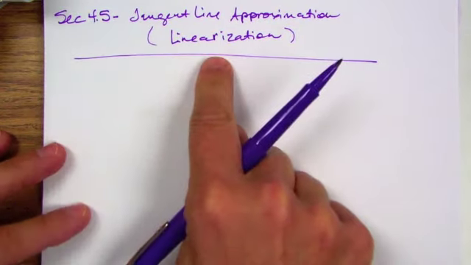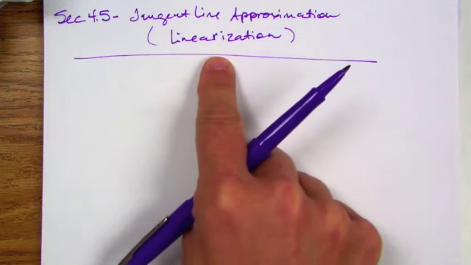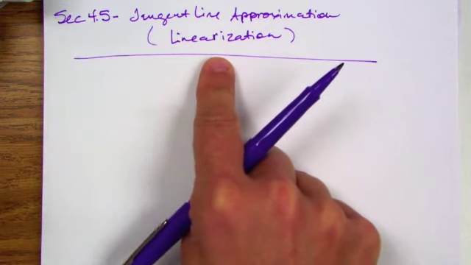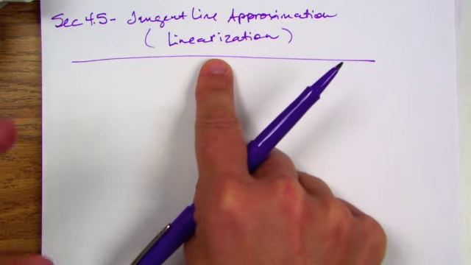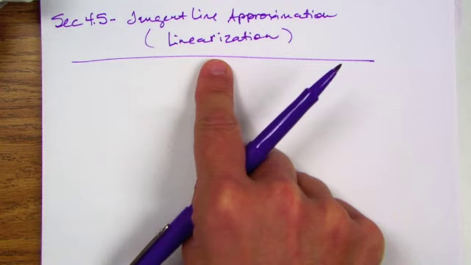And it's also called linearization. Your textbook calls it linearization. Instead of saying write an equation of a tangent line, it will say write the linearization of f of x. So don't let that term freak you out.